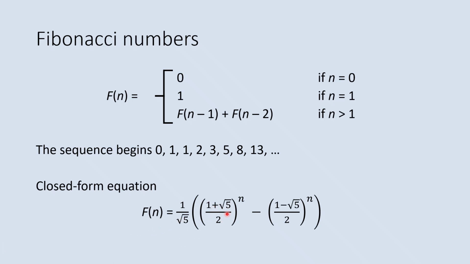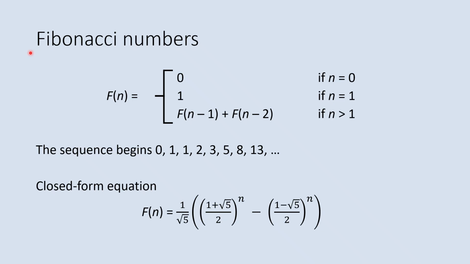It involves 1 plus the square root of 5 over 2. You may have heard of the golden ratio before. That's the golden ratio appearing in the Fibonacci number closed form equation. How you come up with this equation follows from the same kind of techniques that the previous closed form equation was developed for the Tower of Hanoi. But at this point, just knowing that there is a closed form equation that corresponds is the important part.